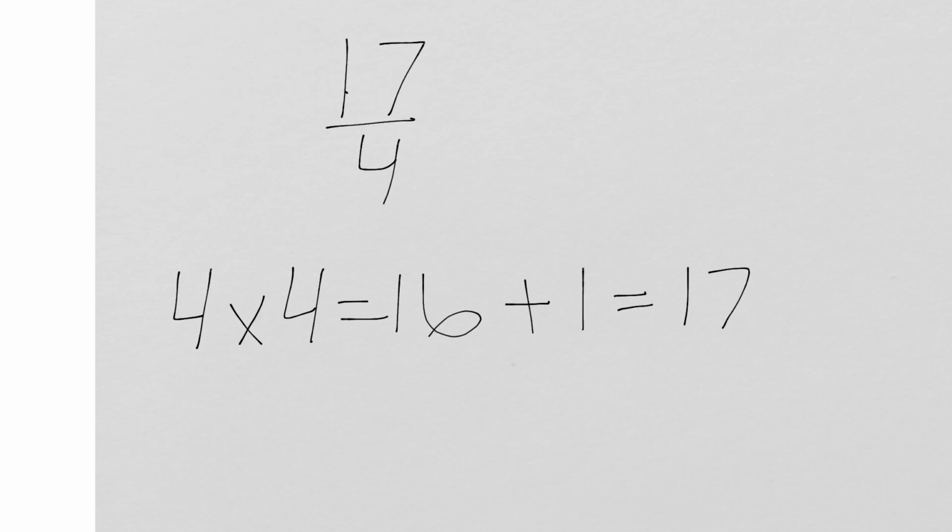Now we have all of our pieces just like last time. Our whole number is the number that we multiplied by. So it's 4. Our numerator is going to be the number that we added. So it's 1. And just like before, our denominator still stays the same. So 17/4 is equal to 4 and 1/4.